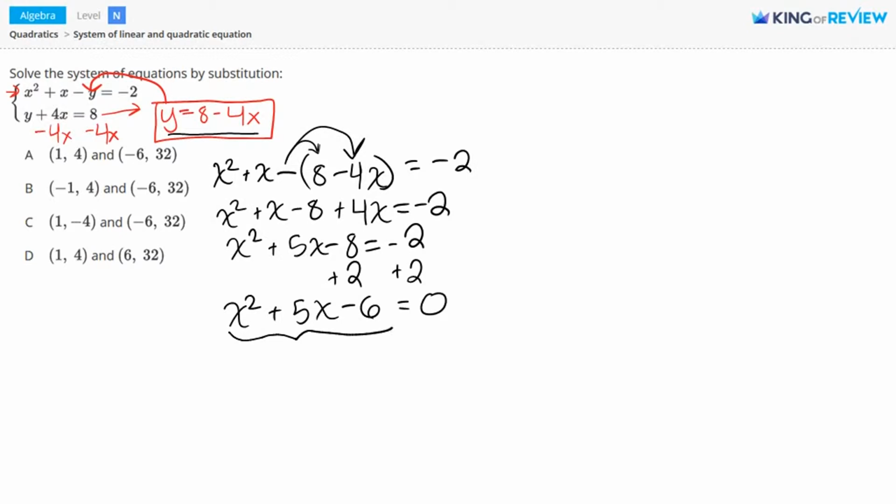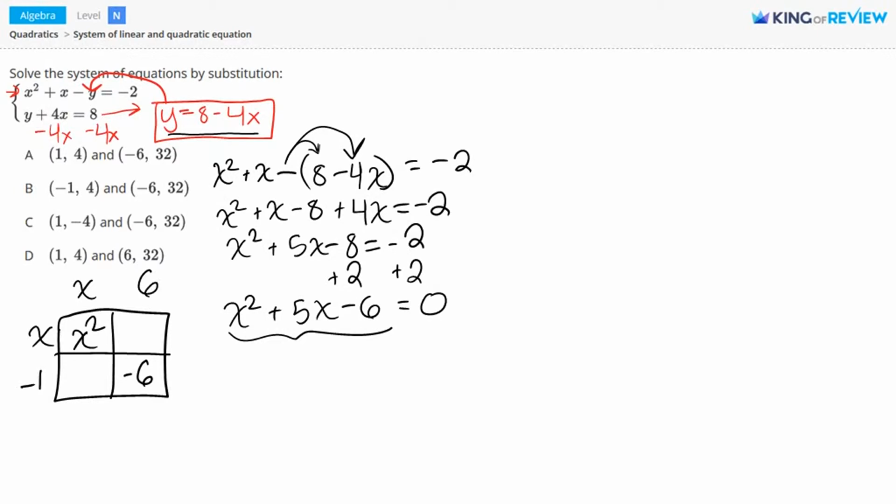I'm now ready to factor this portion of the equation. One method for factoring is using a factorization box. I'll put my x squared term here and my constant term, which is -6, down here. Which two terms multiply together to give x squared? Well, x times x gives x squared. And which two terms can multiply together to give a -6? Well, 6 and -1 multiply together to give -6.